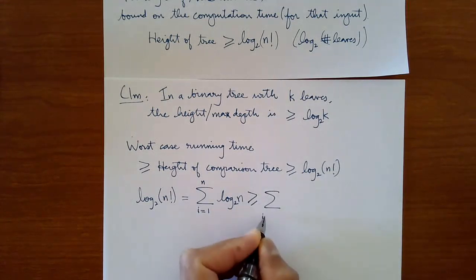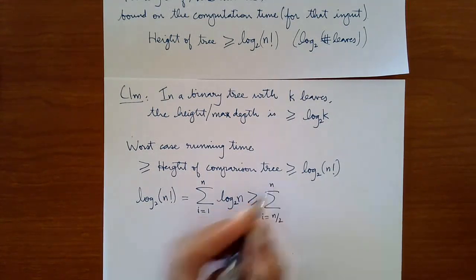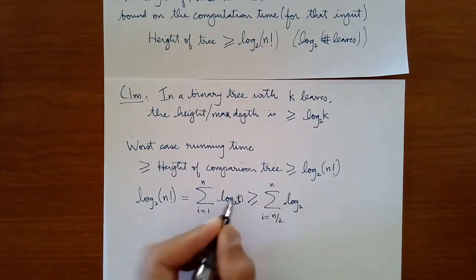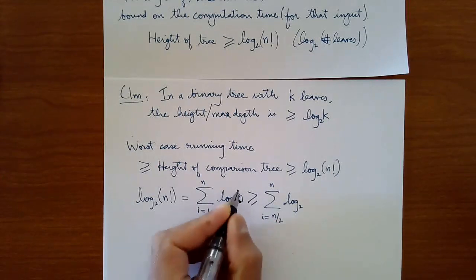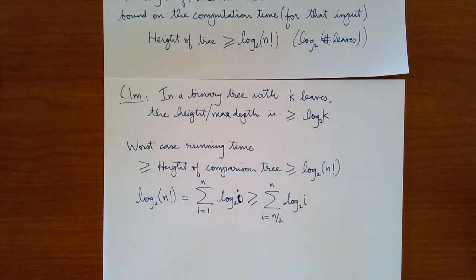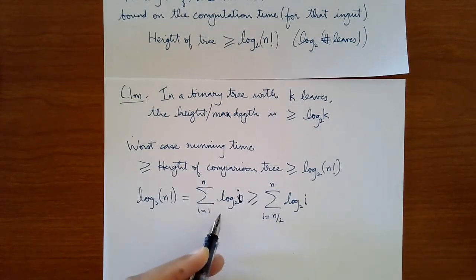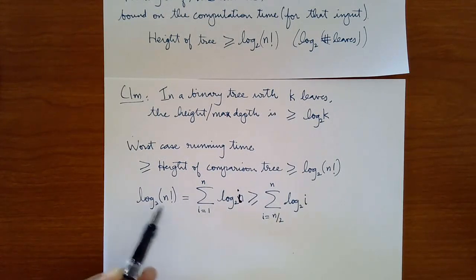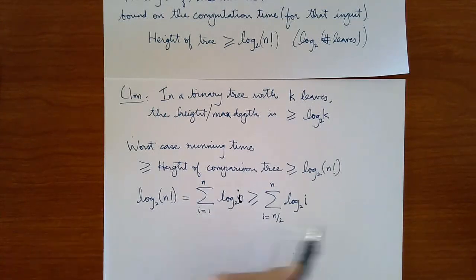This is at least the sum over i going from n over 2 to n of log base 2... Oh, I'm sorry, this should be i, not n. Log base 2 of i. My apologies. It's a summation, like log n plus log n minus 1 plus log n minus 2 plus log n minus 3, and so on and so forth. I'm really sorry, it's not log base 2 of n, but log base 2 of i. Okay, is this clear? Now what?